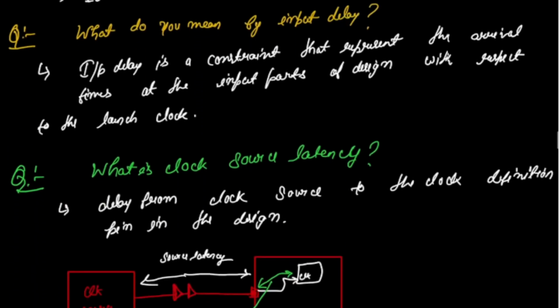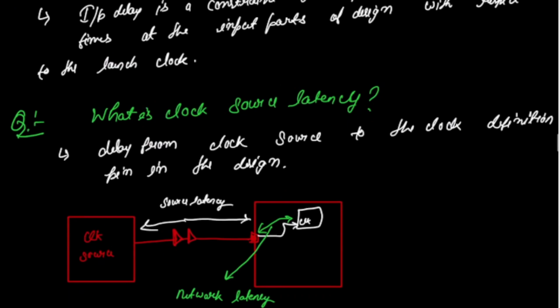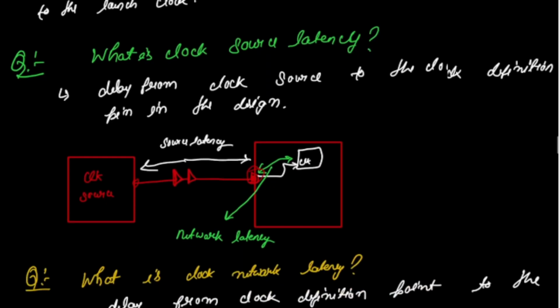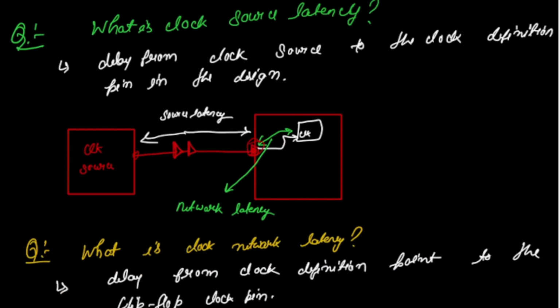Next question is, what is source clock latency? It is the delay from the clock source to the clock definition pin in the design. That means the clock is generated here, and the delay from the clock source to the clock definition is the clock source latency. Clock network latency is the delay from the clock definition to the flip-flop clock pin. This is the clock network latency.